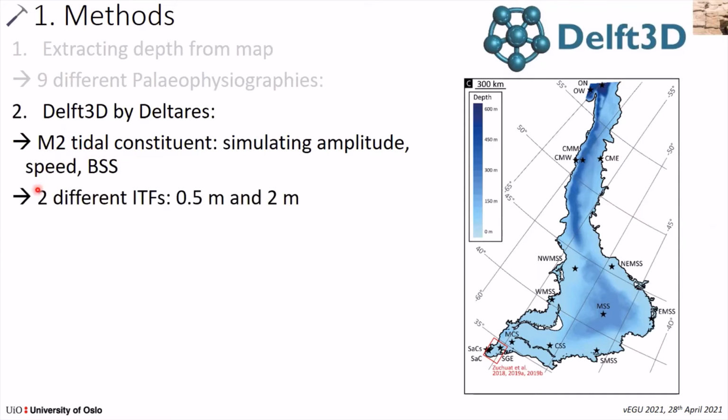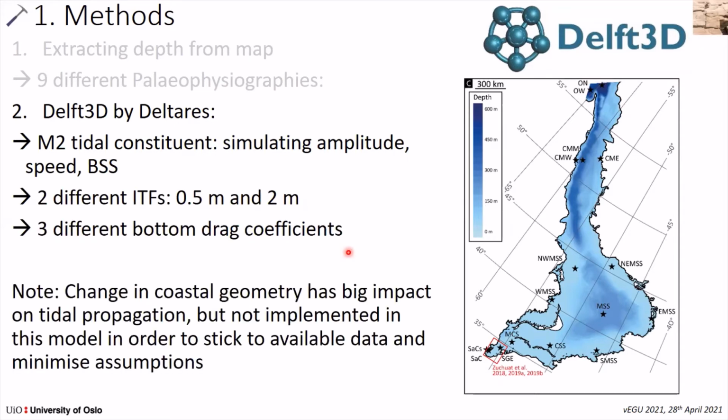We tested the sensitivity of the model by varying the initial tidal forcing, so that we have a realistic initial tidal forcing at the mouth of the system up here of 0.5 meters. And then we had an extreme one of 2 meters, again, just to test sensitivity of the model. And what we also changed was the value of the bottom drag coefficients. We didn't change the coastal geometry, although it does have a big impact on the tidal propagation.